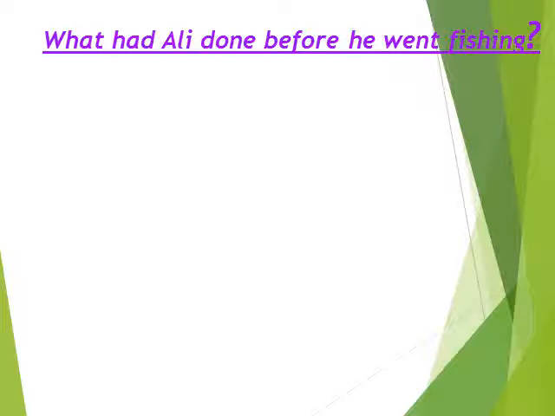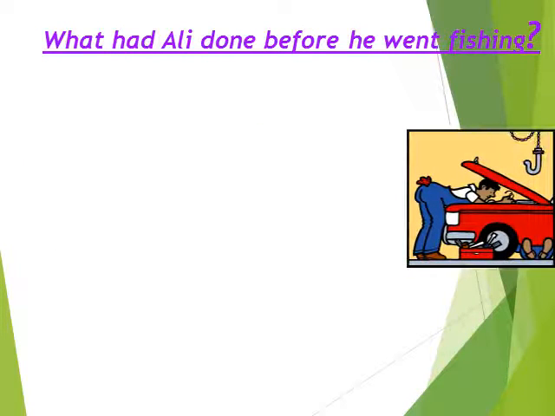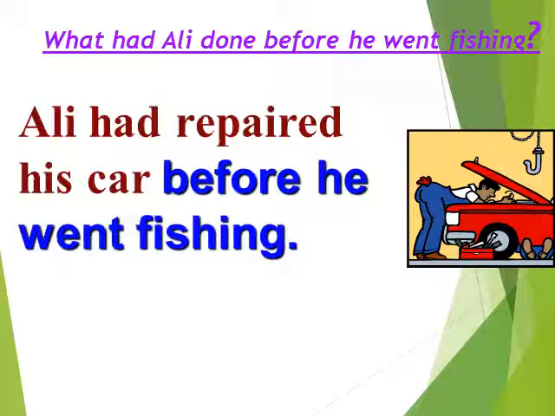What had Ali done before he went fishing? Ali had repaired his car. This is the first action. Use after: After Ali had repaired his car, he went fishing. As soon as Ali had repaired his car, he went fishing. By the time equals before. So by the time he went fishing, he had repaired his car.